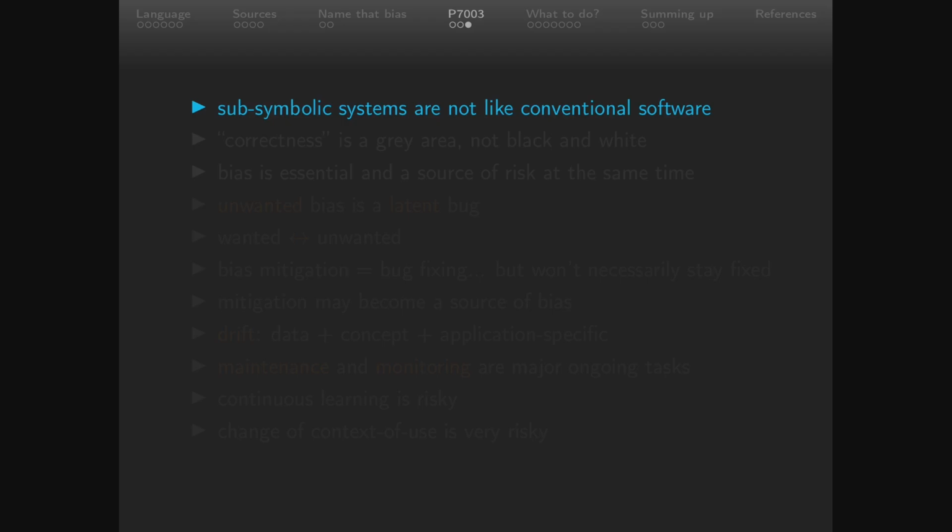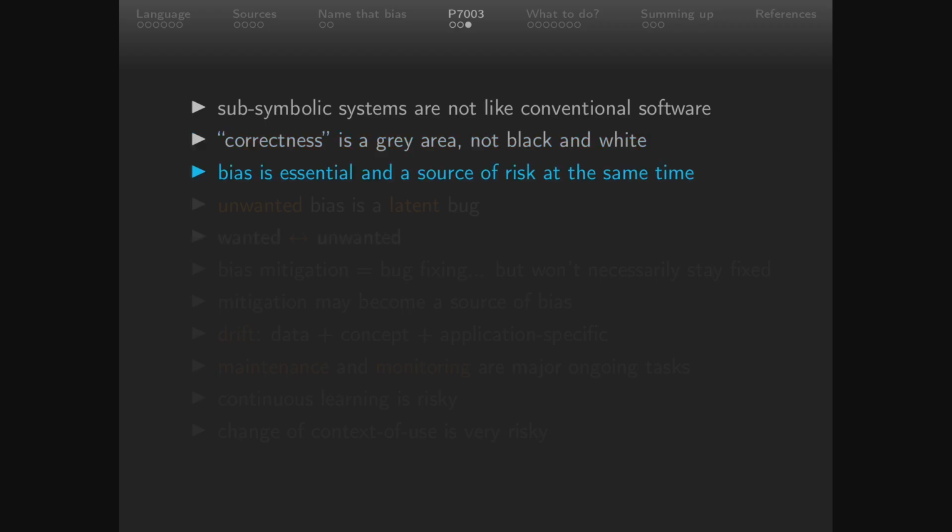So, to start looking at this from a technical point of view, sub-symbolic systems are not like conventional software. What is correct is potentially a grey area, and we've also established that bias is essential and yet a source of risk at the same time. We need it, but we don't really want it unless we can control it. So, to link back to the title, bias that we don't want in a system is there as a potential bug, because it can surface as an output in the system which is not aligned with the intentions of the system or with the safety aspects of the system. Unfortunately, what was wanted at one time may become unwanted later.